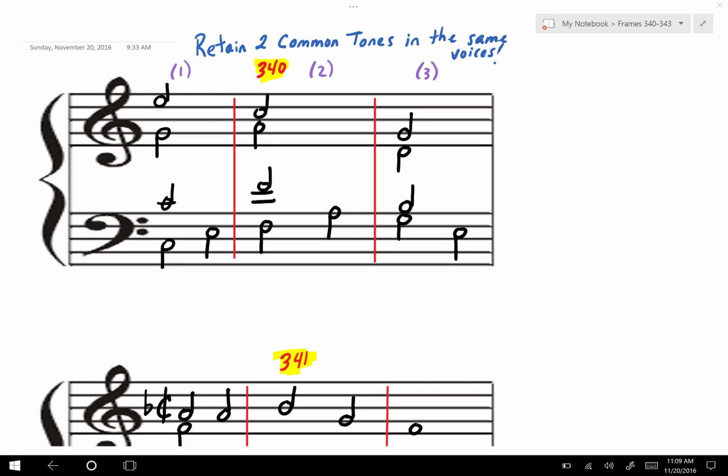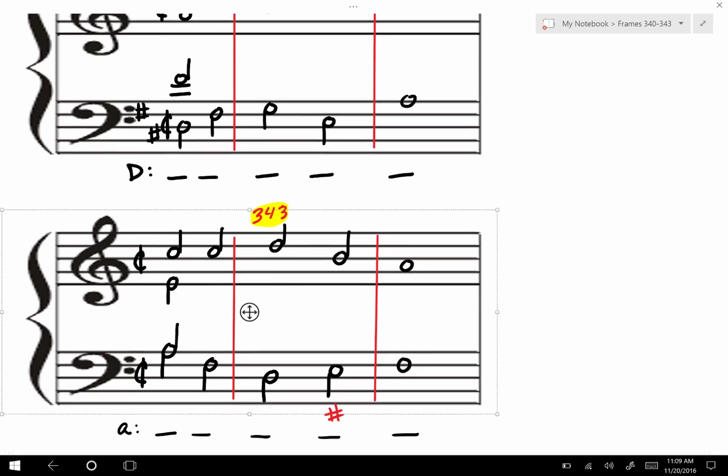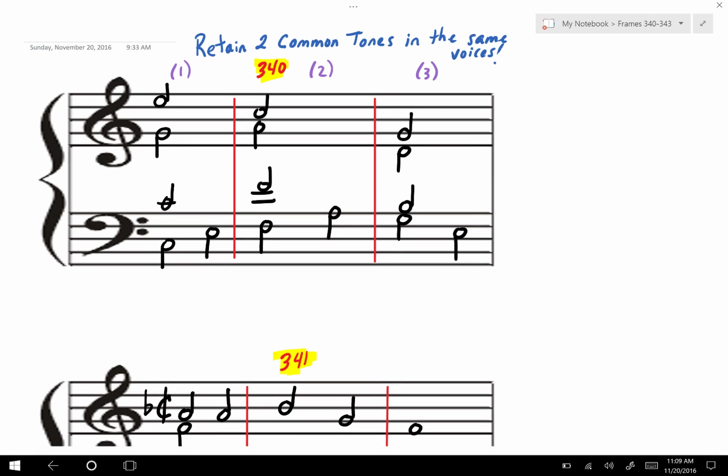Okay, AP, let's look at frames 340, 341, 342, and 343 in your packet. For frame 340, we need to retain two common tones in the same voices. If you look at the motion of the bass, we are moving by thirds. And when we do that, we can retain two common tones in the same voice. So, let's do number 1 in frame 340.